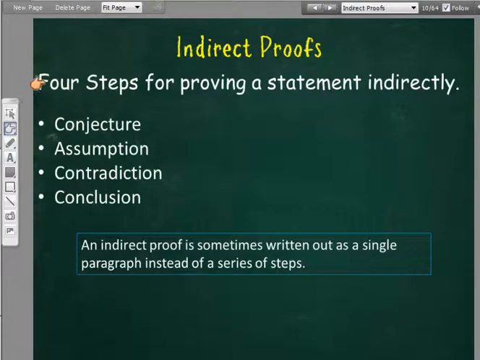There are 4 steps for proving a statement indirectly. You got to have your conjecture, your assumption, your contradiction, and your conclusion. An indirect proof is sometimes written out as a single paragraph instead of a series of steps. Now, indirect proofs, we'll do them in this lesson. We won't do them again. We just won't do them because 2-column proofs are easier to organize and understand.